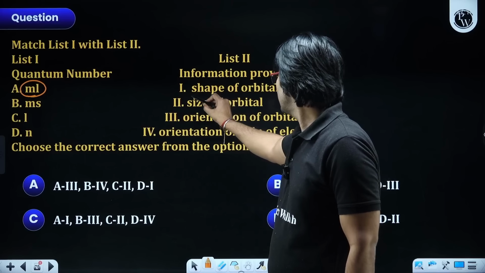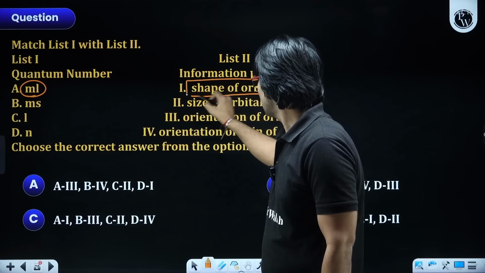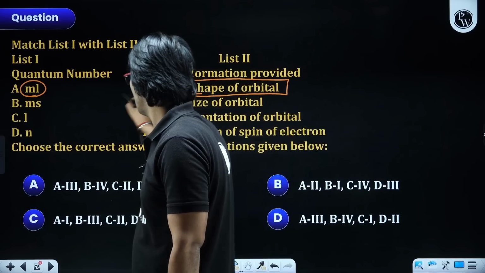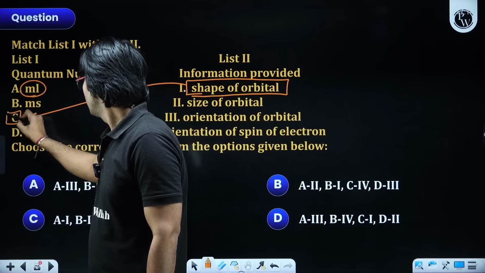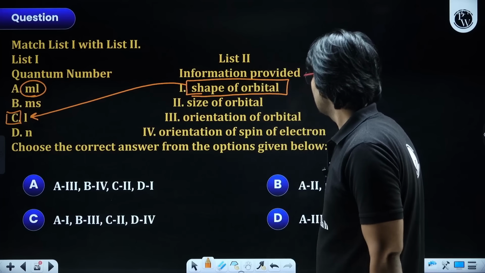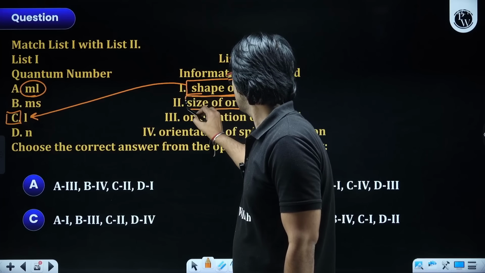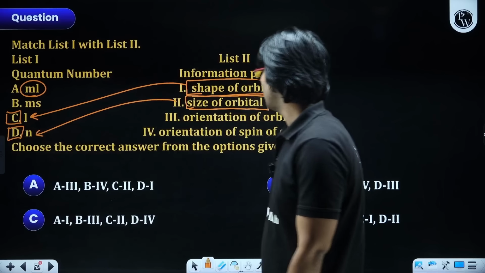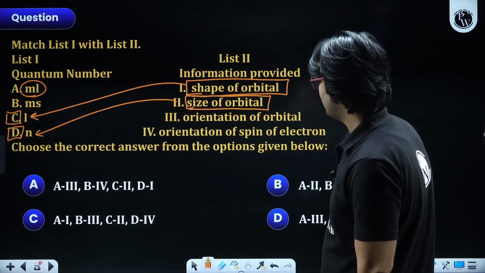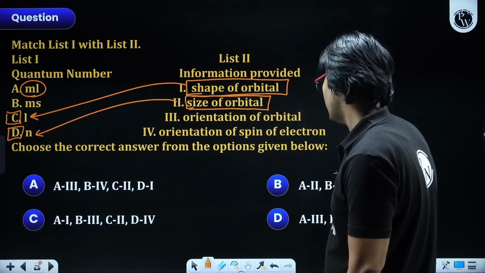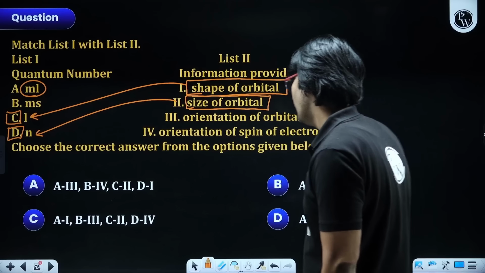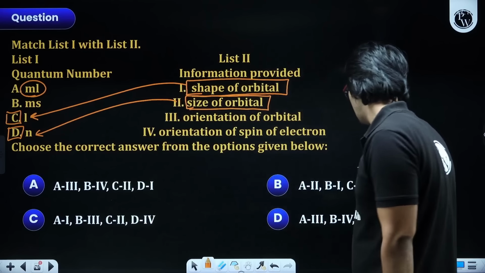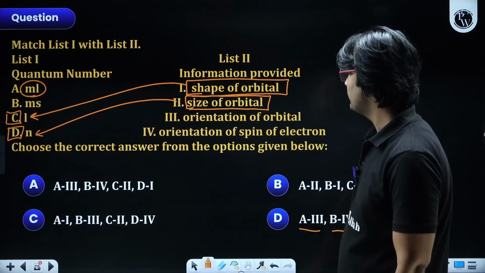Here we have the shape of the orbital. While discussing the shape of the orbital, I told you that we get to know the shape from the azimuthal quantum number. So C should match with 1. The information about the size of the orbital we get from the principal quantum number, so D should match with 2. Let's match these two first: C with 1 and D with 2. Only one option has C matched with 1 and D with 2. Now, for A and B, A has been matched with the third one.